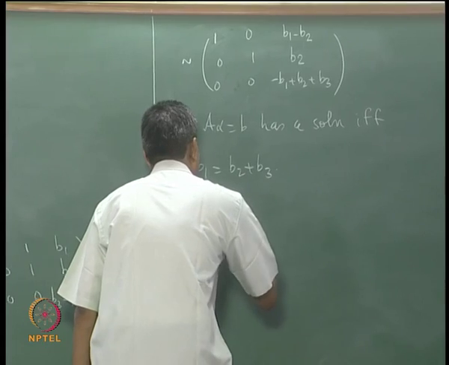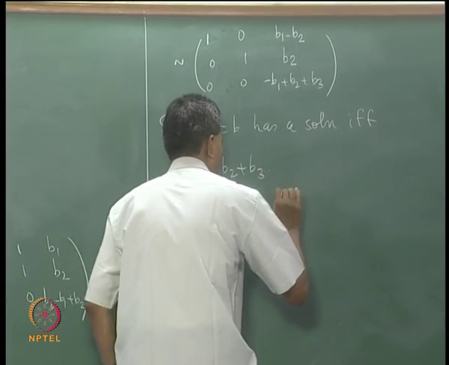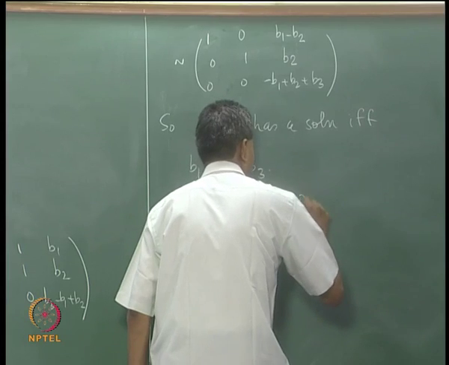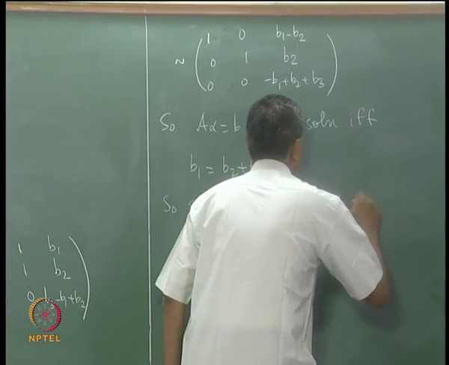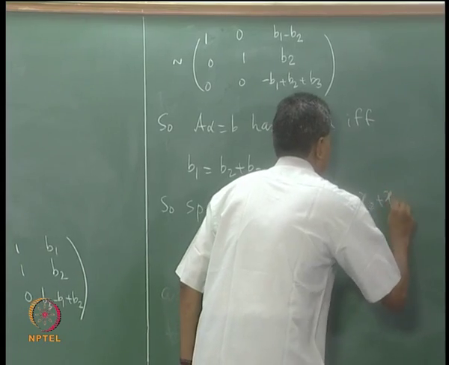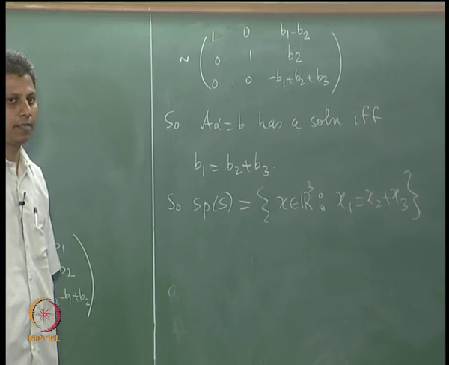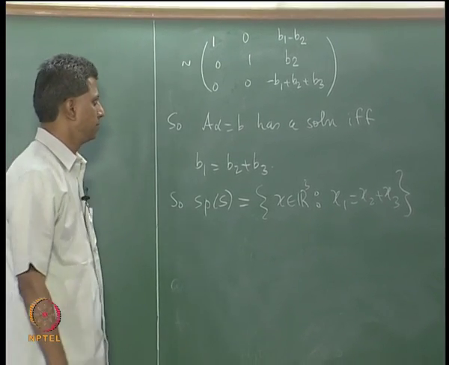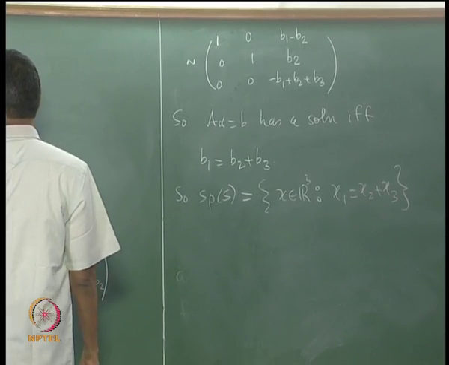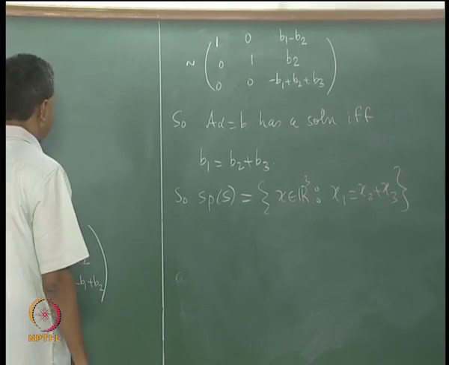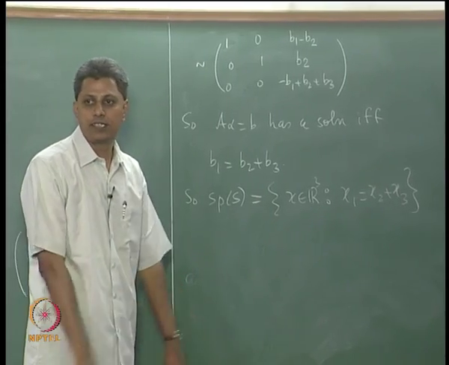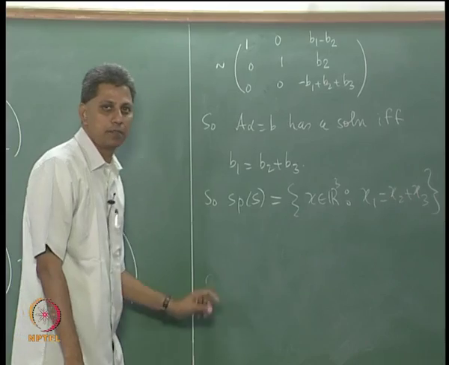So span of S is the set of all, you tell me if this is clear now, set of all X in R3 such that X1 is X2 plus X3. Okay. So this determines the subspace completely.